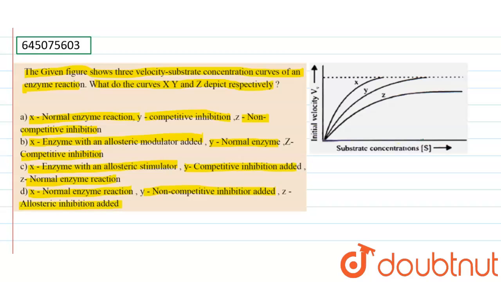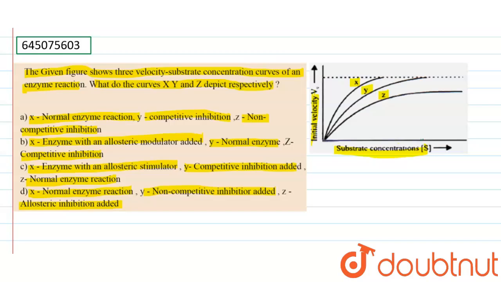So this is a curve which is given. This is a graph which is given. On the x-axis we can see substrate concentration. On the y-axis we can see initial velocity, and there are three curves X, Y, and Z. We need to find which curve represents which reaction respectively.